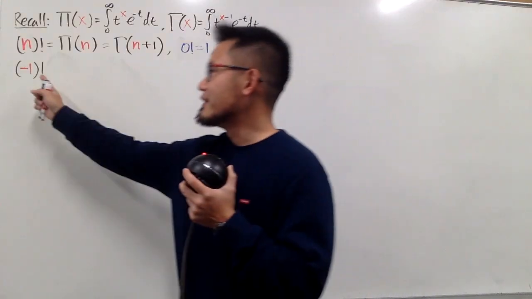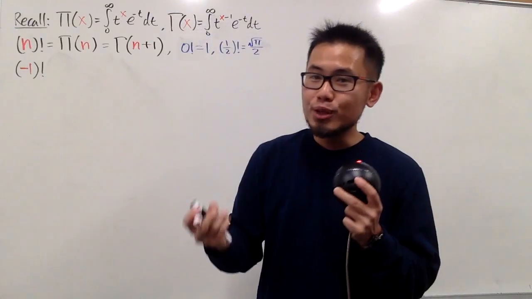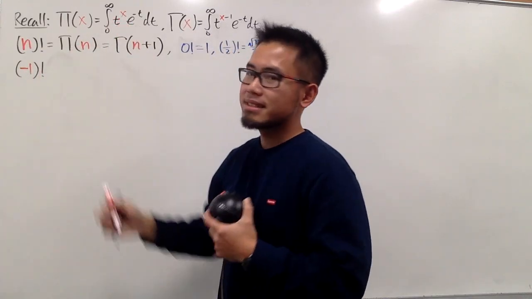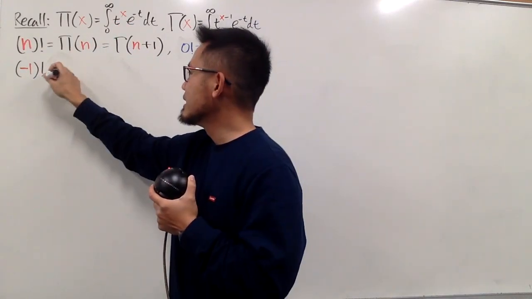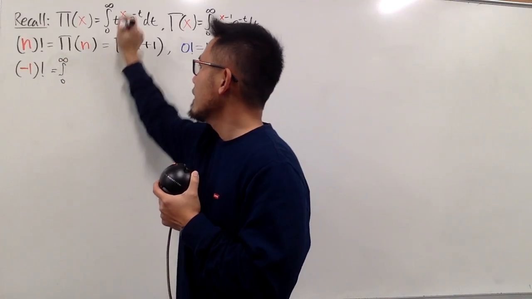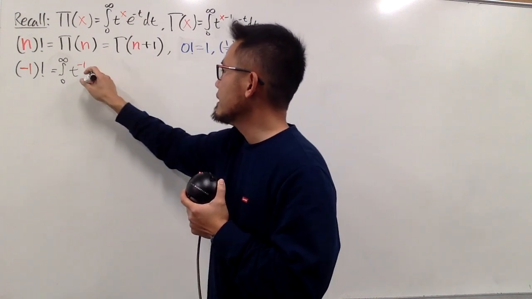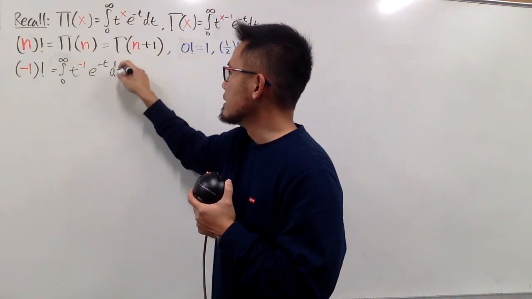What if we have -1 factorial? And maybe you can just try to do what we did earlier, right? So let's first plug in -1 into this x and see what we get. So this is the integral going from 0 to infinity, and we will have t raised to the -1 power now, and then e to the -t dt.